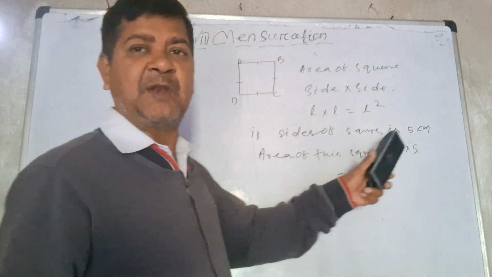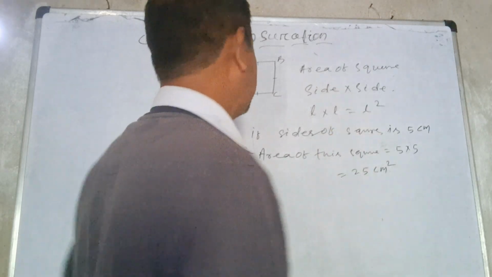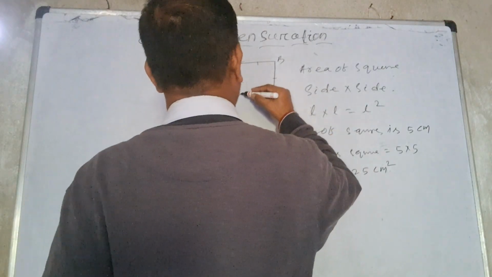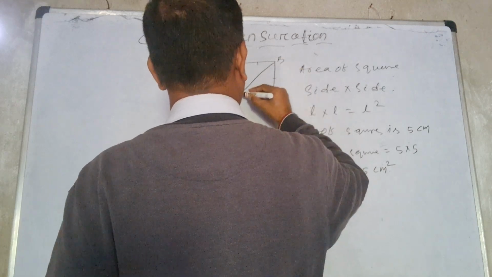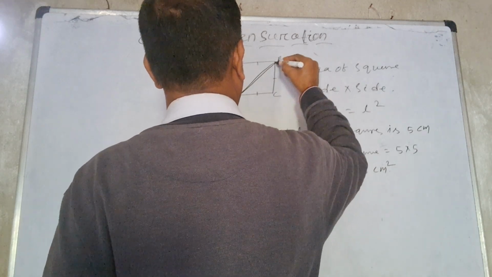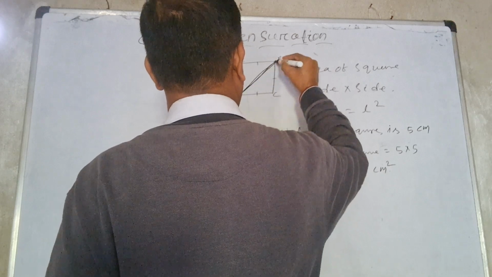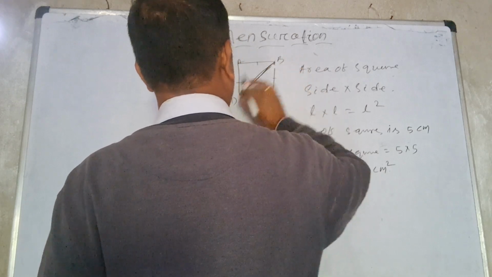Here is an interesting formula about your square, to find the diagonal of the square. How do you find the diagonal of the square? Look. Diagonal of your square.